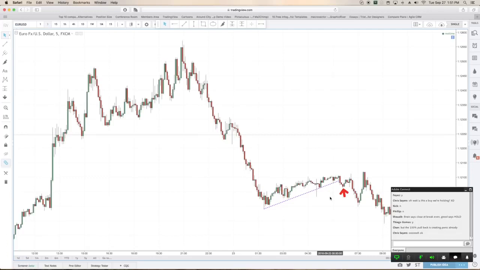Yeah, very good. But the 100% pullback is creating panic already. It's not just the panic of the pullback that's so deep, it's the speed that it came down. It took you so long to get up here, but then so quickly you saw that when you were in profit of $7,000, it suddenly became $6,000 in three little candles. Immediately, it took away $1,000.